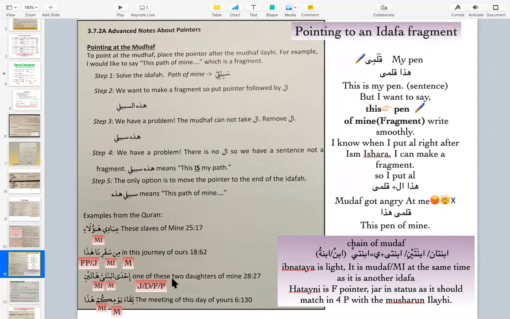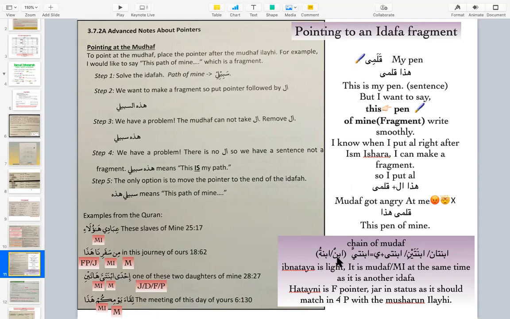And basically this is the ayah when the two daughters of Madian meet Hazrat Musa alayhi salam. There were two ladies and he helped them, and then the father sent these two daughters to Musa alayhi salam to bring him home. So this is the father talking about his two daughters. He is saying that one of these two daughters of mine, you can marry one of them. So now, ihda, one of ibnatayya.